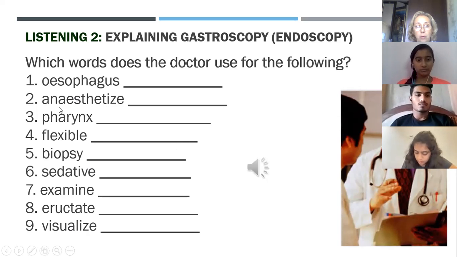So do you know all the words here, the meaning of all the words here? Esophagus, anesthetize.